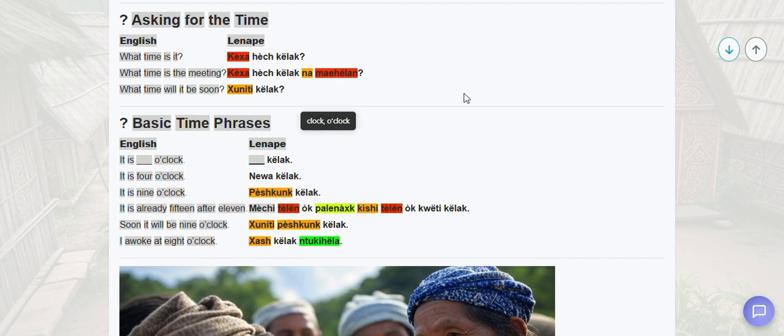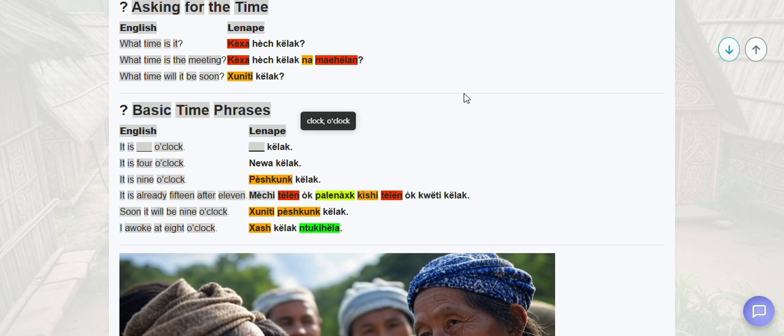Kèxa, hèch, këlak. And if you want to ask when something specifically is, then you can just add the object after you say Kèxa, hèch, këlak. So if you want to say what time is the meeting, you could say Kèxa, hèch, këlak na mae halan. Mae halan is meeting.